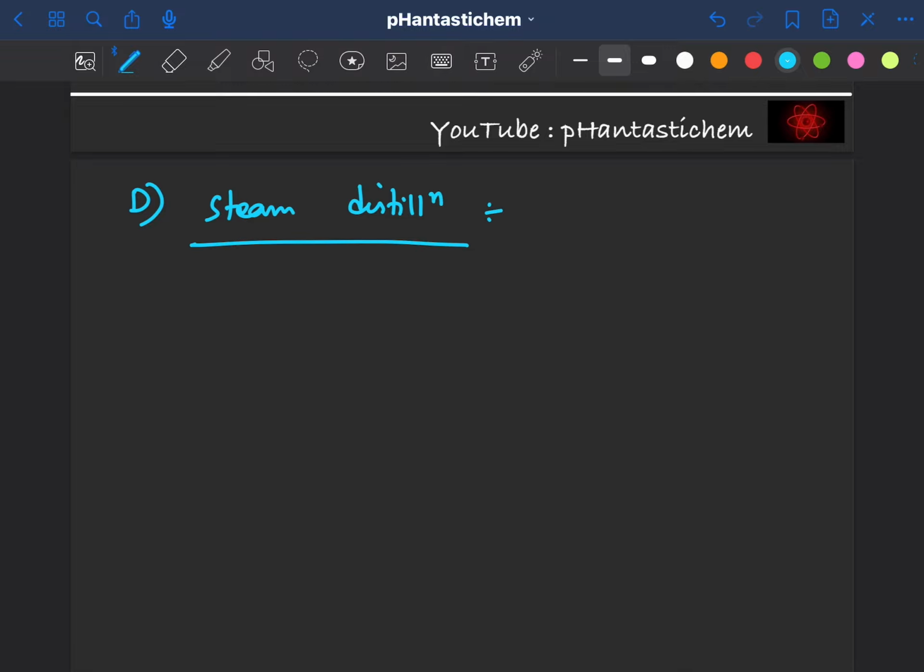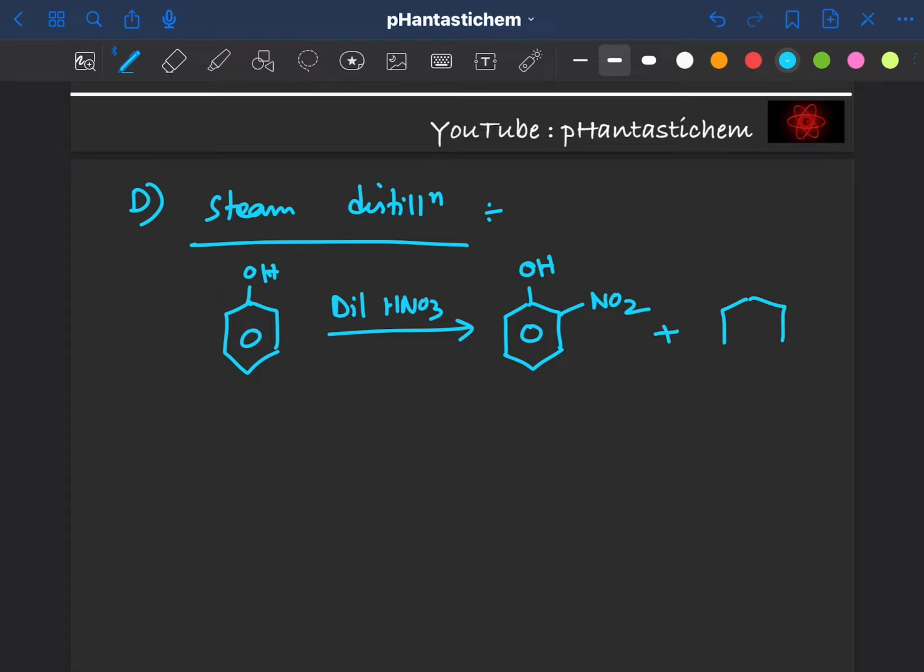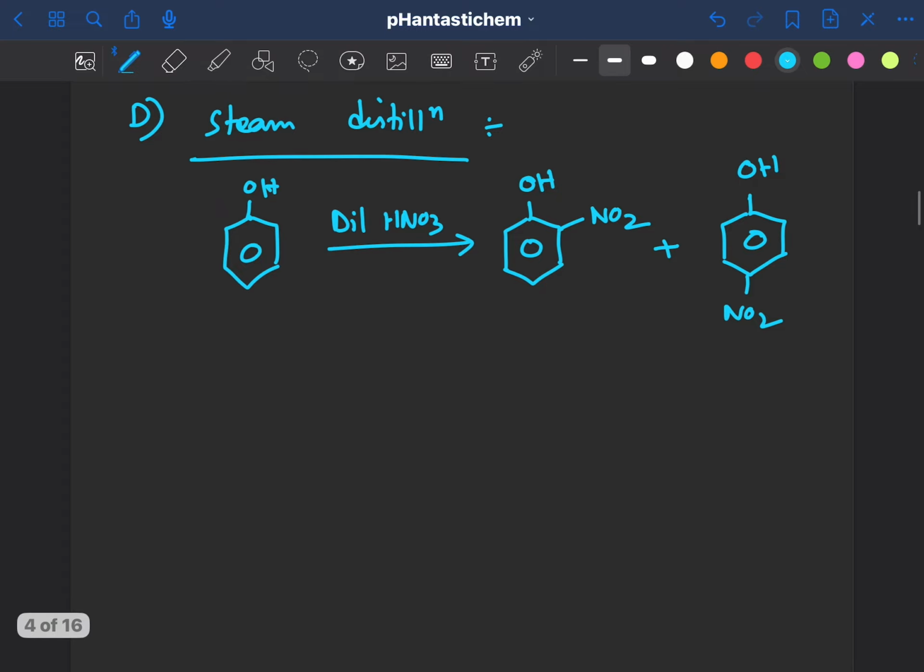Okay. So for steam distillation, I would have to give an example. Let us say I have phenol, and this is there in your NCERT, alcohols chapter. Dilute HNO3 and H2SO4, so nitration is going to happen. We will get orthonitrophenol and paranitrophenol.